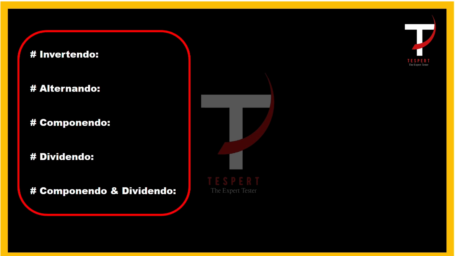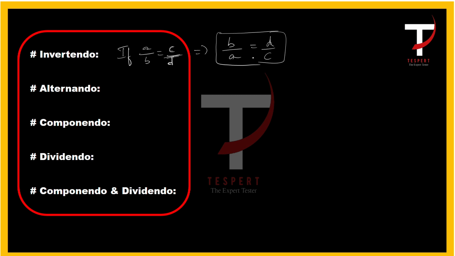Invertendo, alternando, componendo and dividendo. So what is meant by invertendo? If we consider two ratios a by b and c by d, if a by b is equal to c by d, then we can say that b by a is equal to d by c. This is known as invertendo. See here, a by b becomes b by a, and c by d becomes d by c.